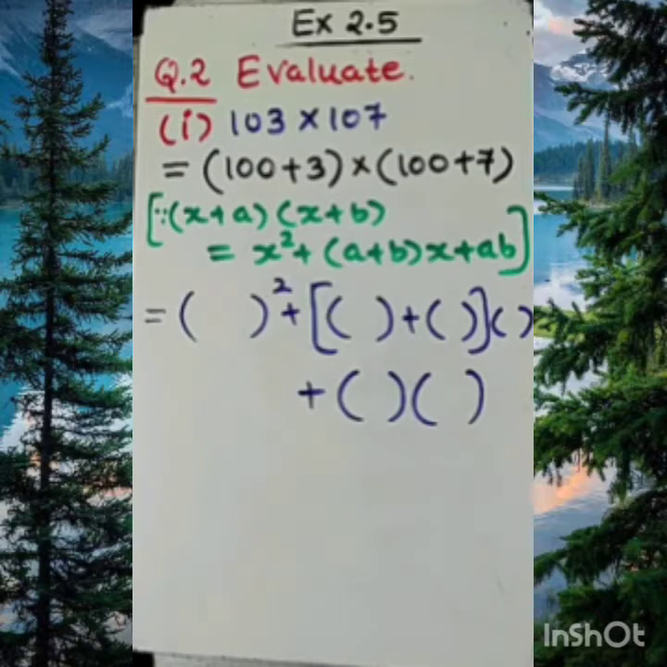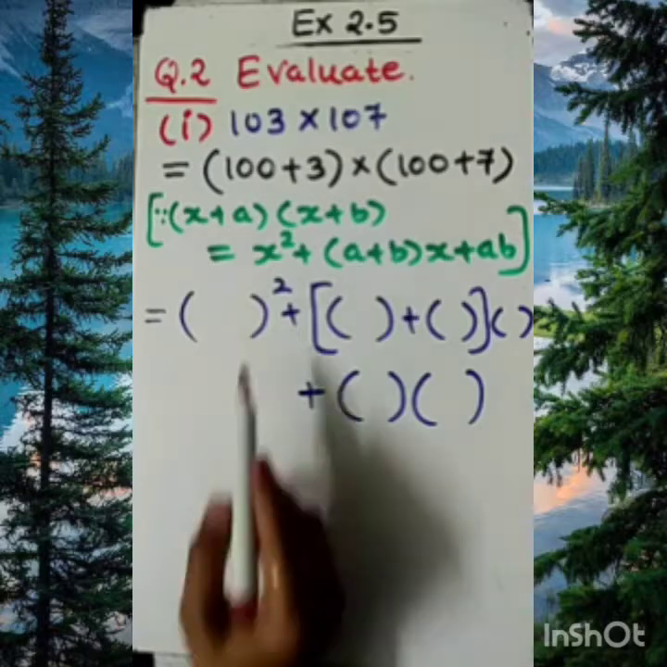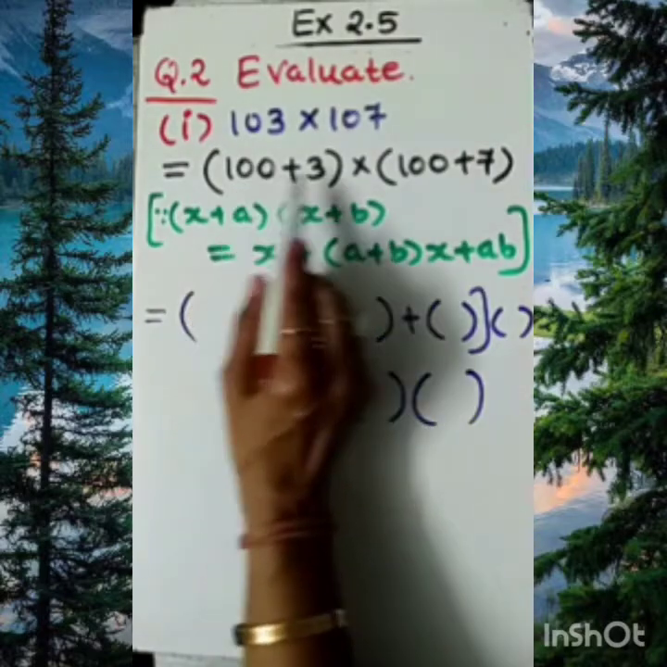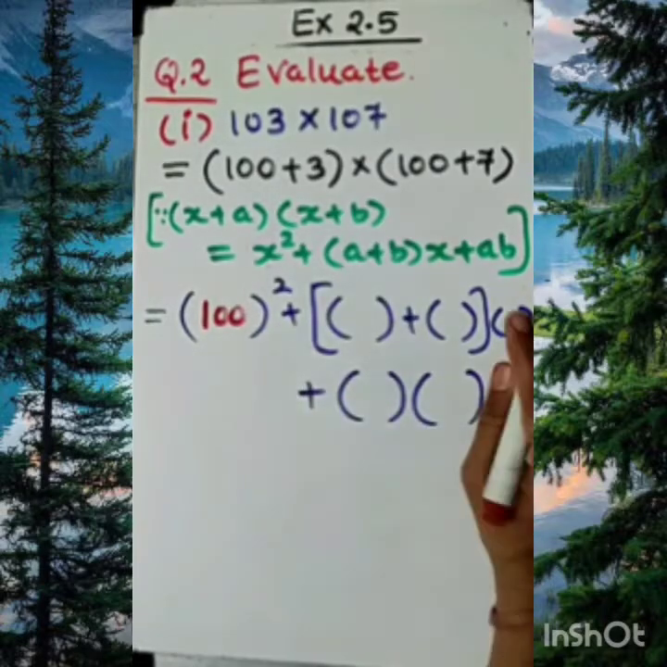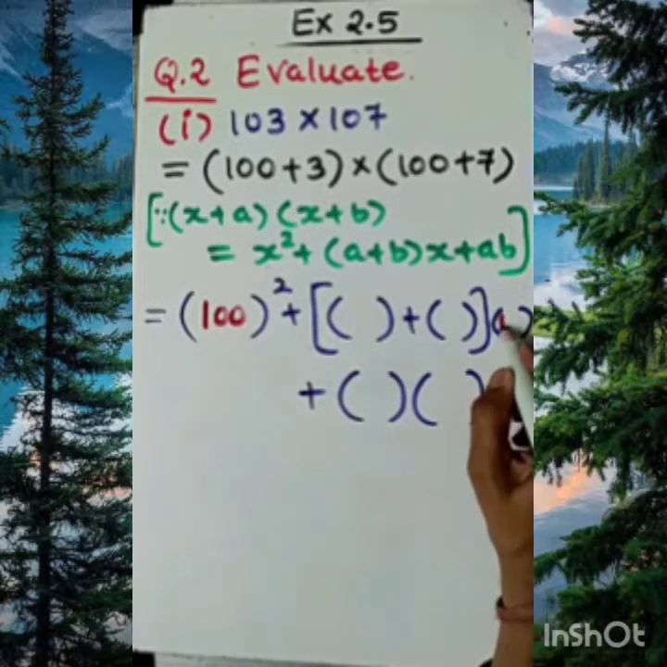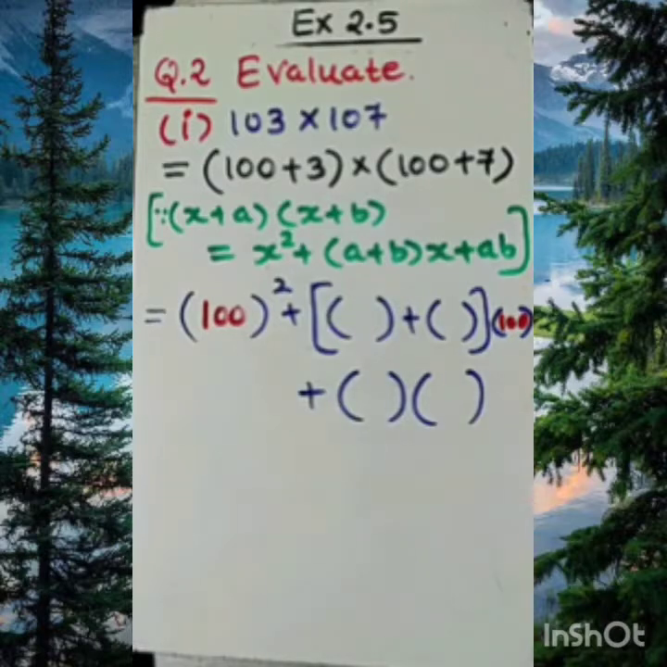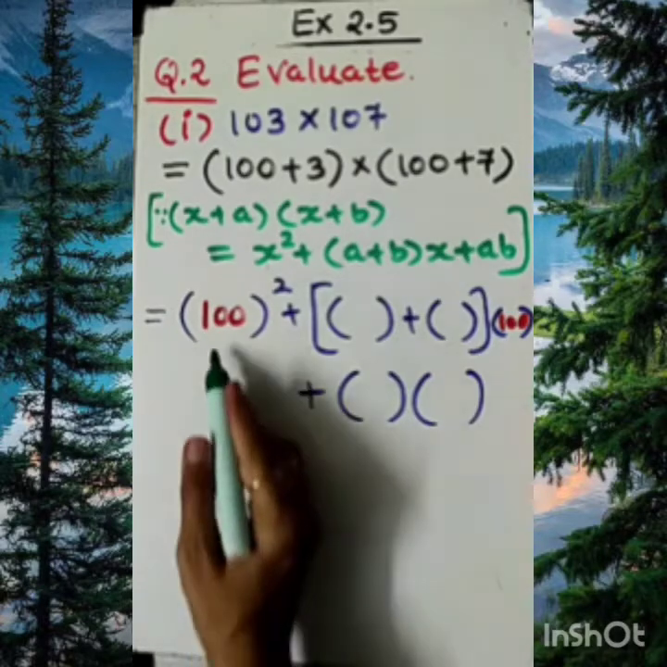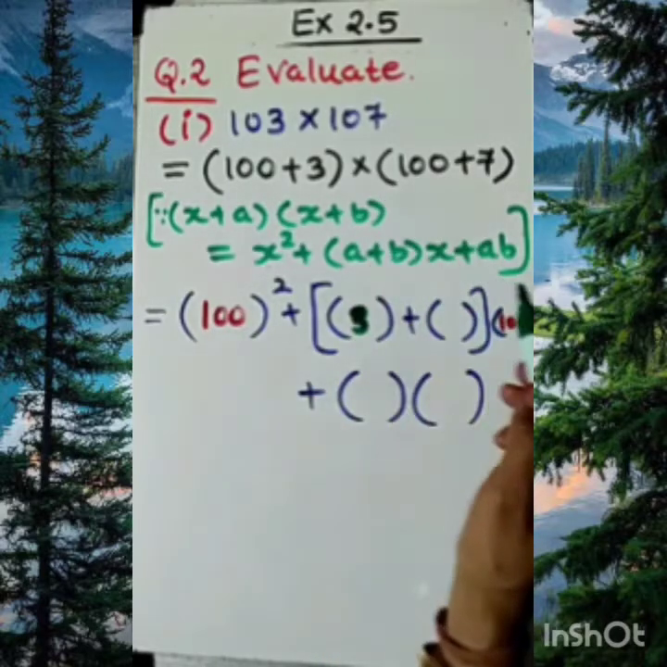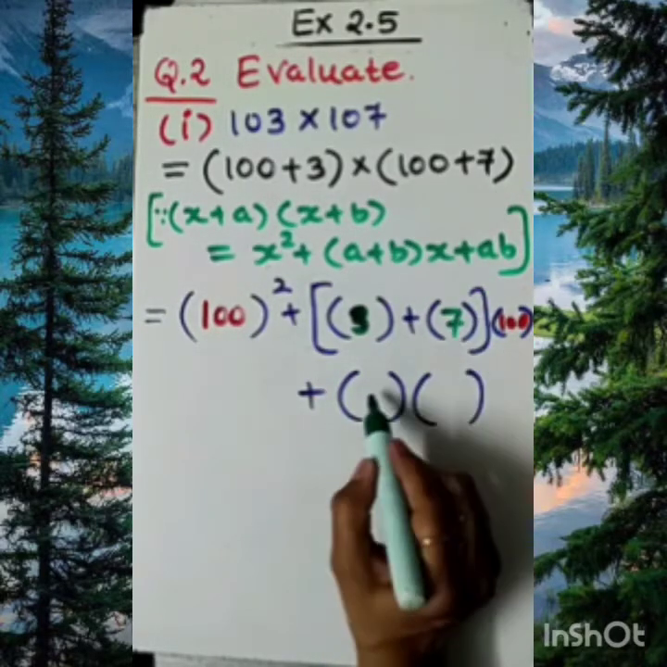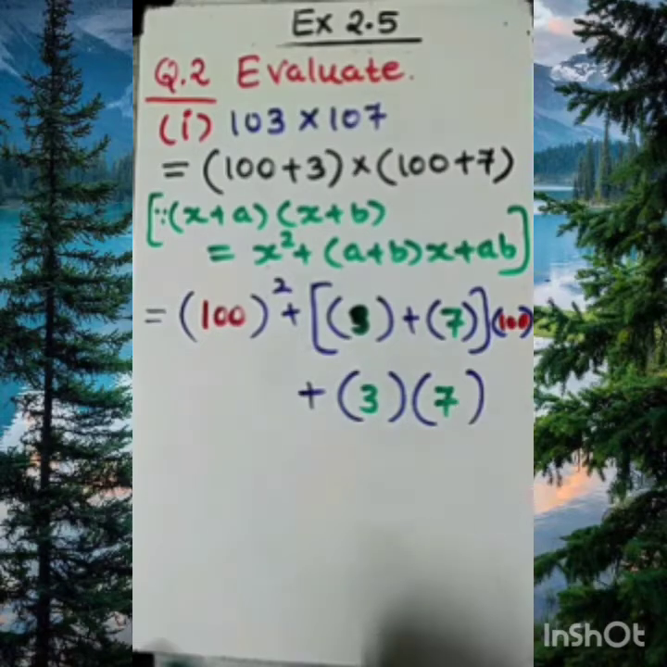Now let's substitute the values. As I have mentioned, according to the identity, x, the first term, is 100 in both the brackets. So I need to mention here also it is 100. What about a? That is 3. What about b? b is 7. So I need to mention here it is 3 and this is 7.